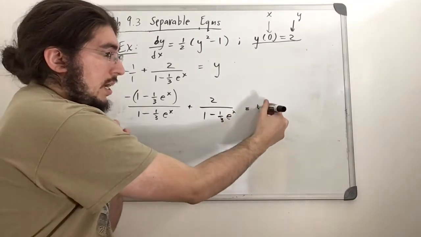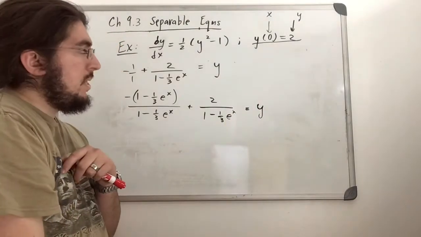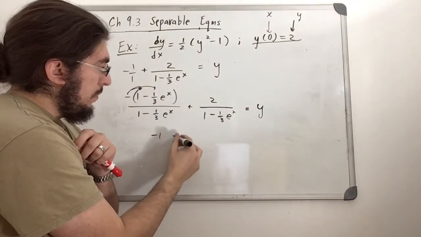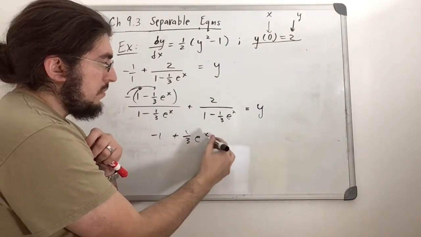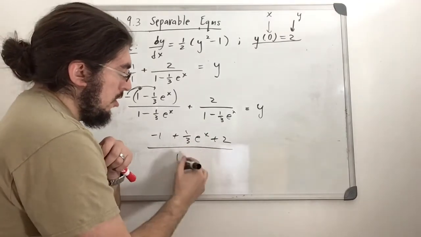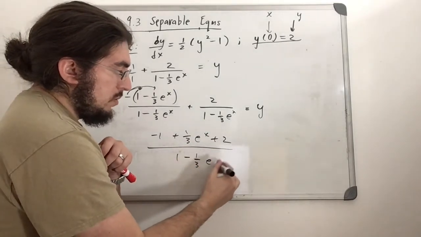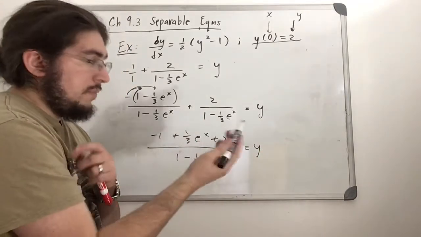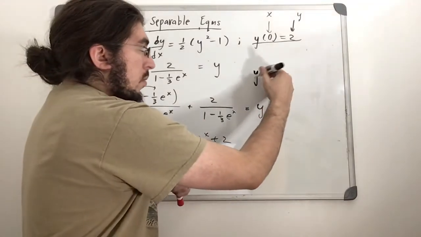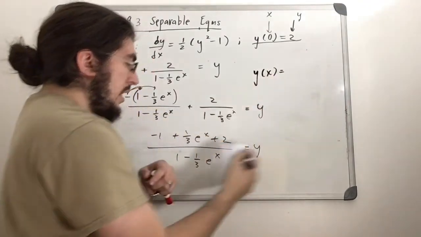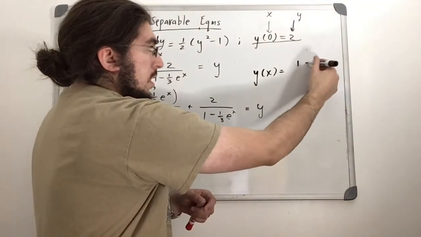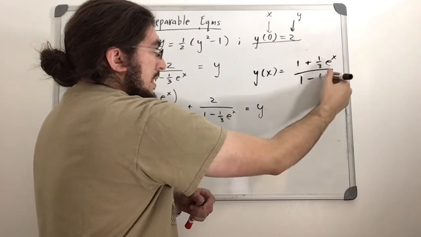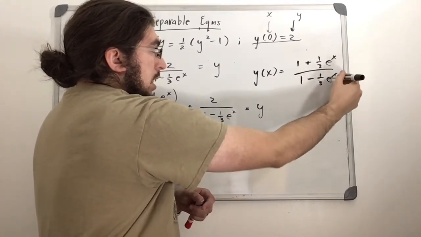Is equal to x, equal to y. Distributing this negative gives us negative 1 plus 1/3 e to the x plus 2 over 1 minus 1/3 e to the x, which is the common denominator. And negative 1 and 2 combine to positive 1. So altogether we'll get y now as a function of x is equal to 2 minus 1, which is 1, plus 1/3 e to the x over 1 minus 1/3 e to the x.